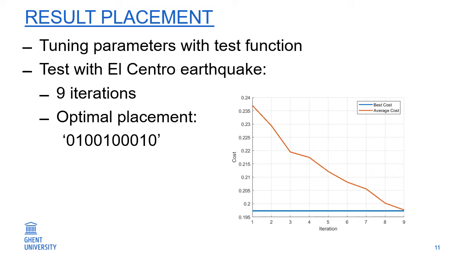After 9 iterations, the optimal placement was found. This is seen on the slide. The figure shows the average cost and the best cost. You can see that after 9 iterations, these are the same, and thus the procedure will be terminated.